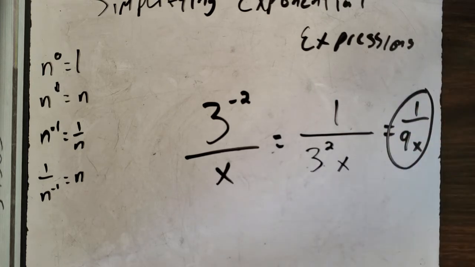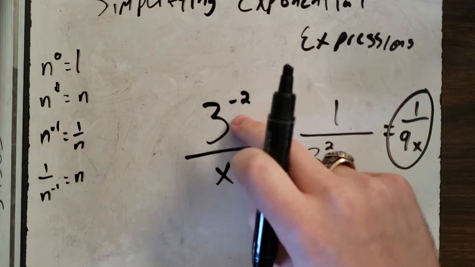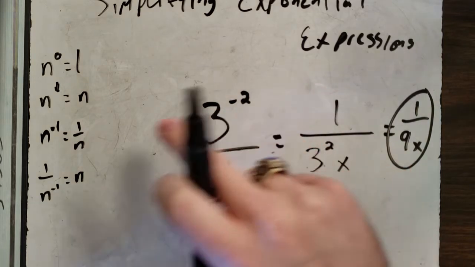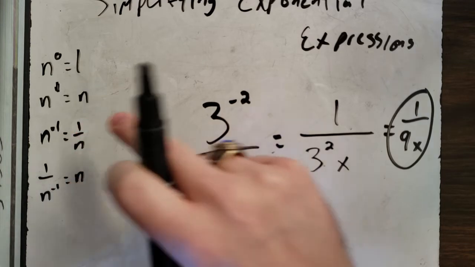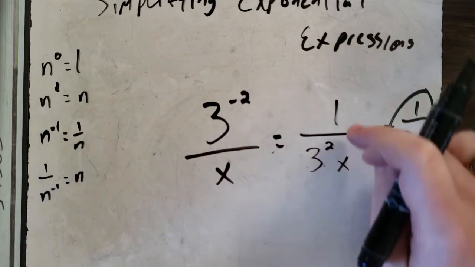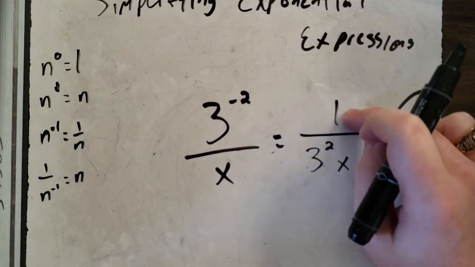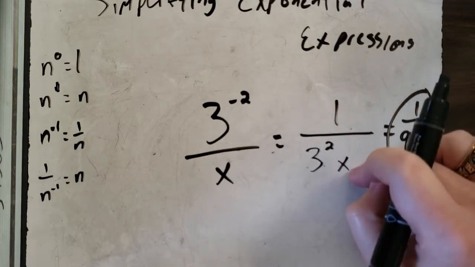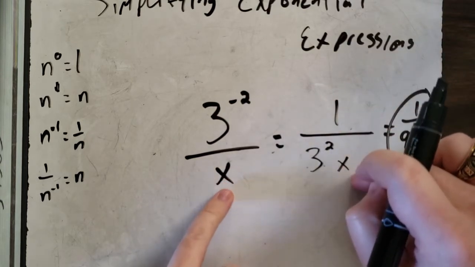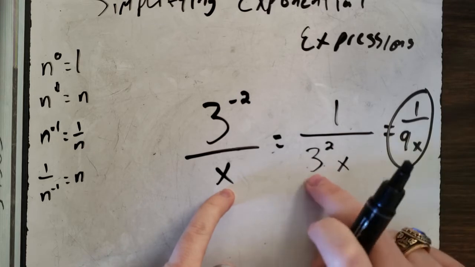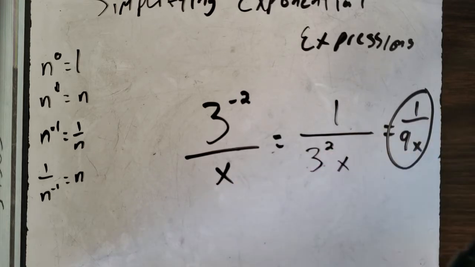So, once again, my 3 has a negative exponent. I know that I need to flip it and put it underneath a fraction bar, so I did. The 1 has to go on top because there's nothing else on top. Our x has no exponent, so it stays where it is, underneath the fraction bar. And then I can go ahead and do 3 to the 2nd power, and that's 9. Our x is still there.